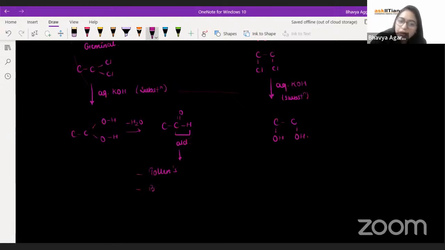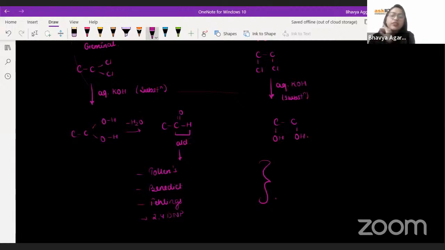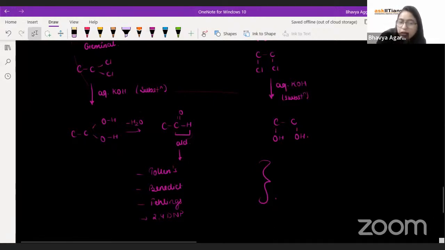Do whatever you want, keep playing with it. 2,4-DNP, Fehling's, whatever you want to do with it. And this will give Schiff's test. But the right-hand side one will give none of these tests. Make sense? Yeah, this is how we can do the distinguishing.